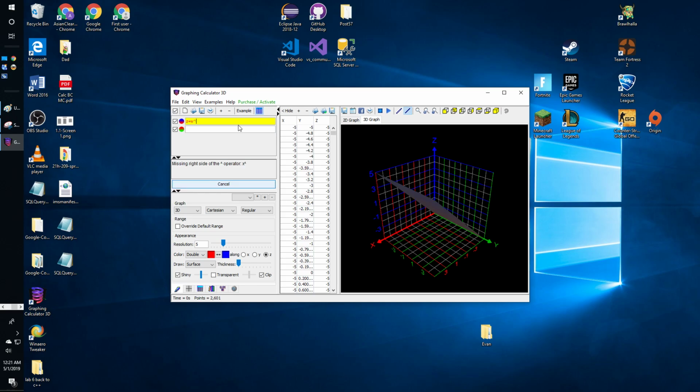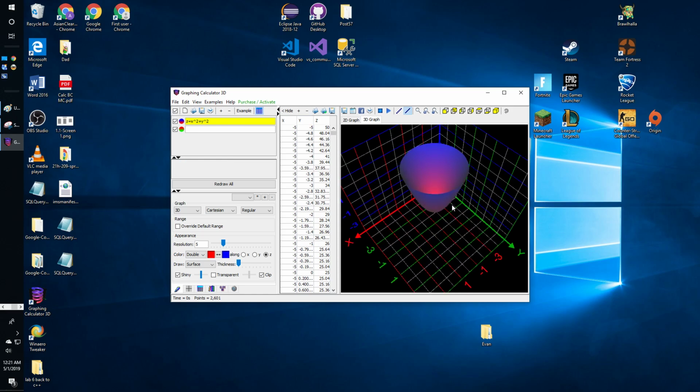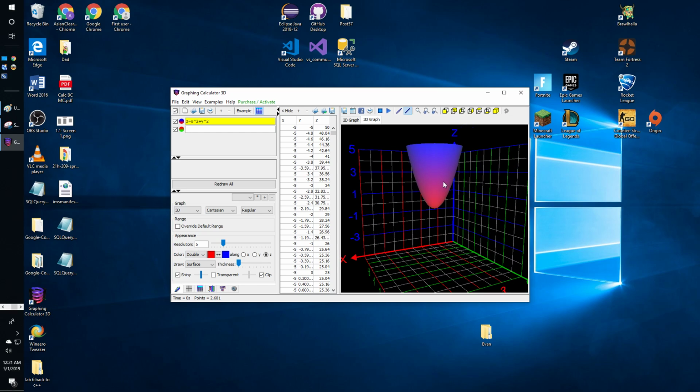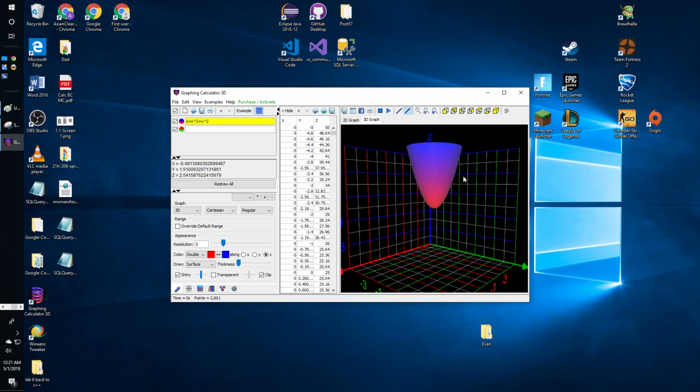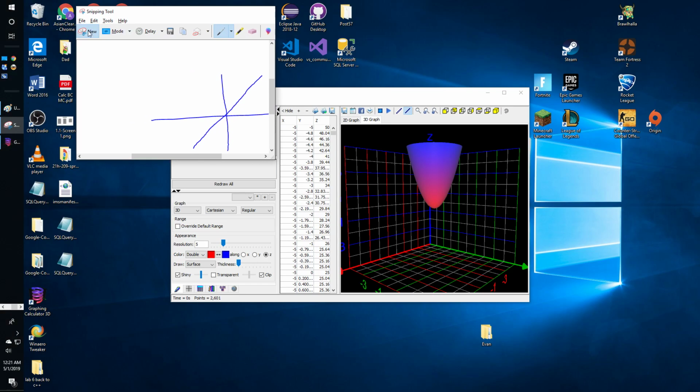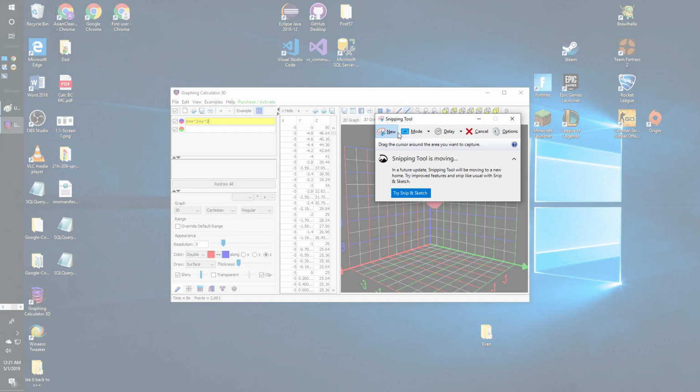z equals x squared minus. Wait, this is so much easier. Okay. Well, I don't know where I was going with this, but we'll just go with it.